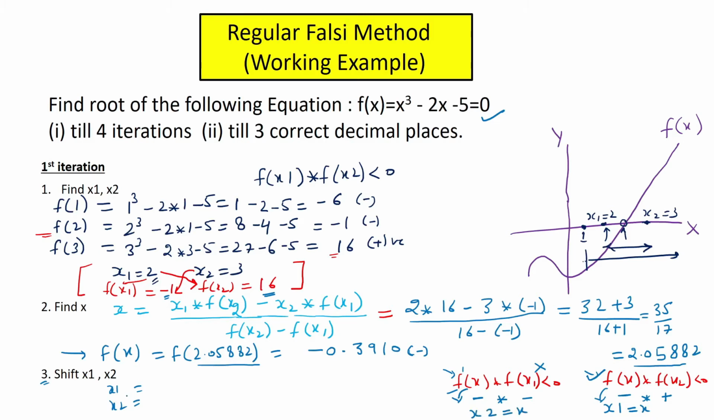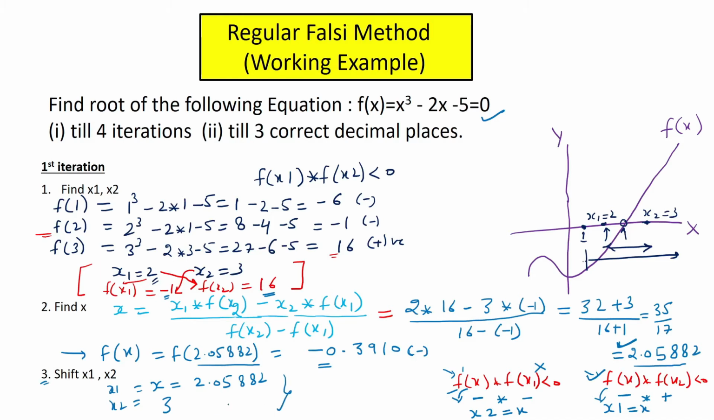So here we will change x1, and x1 is equal to x, and this will be 2.05882. You have to be very careful that by mistake you can put the value of f of x, that is minus 0.3910, as the value of x1 here, but that will be wrong. This is the value of x that you have to put. So these are my new values of x1 and x2 after the first iteration.